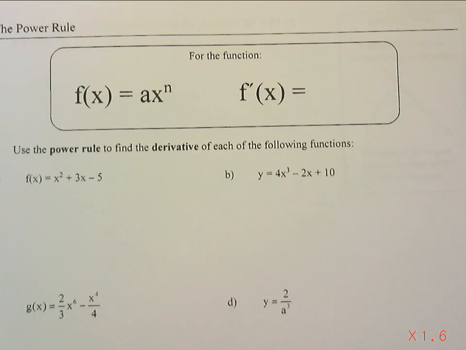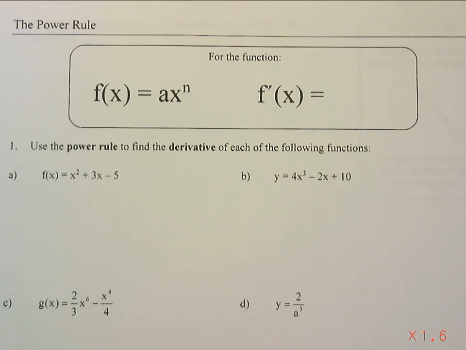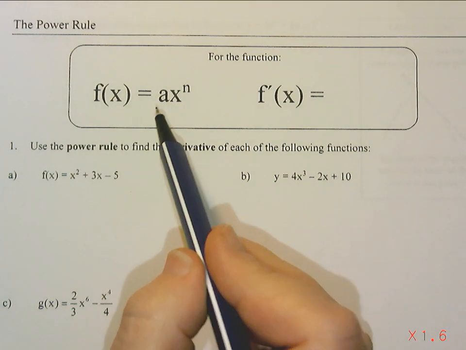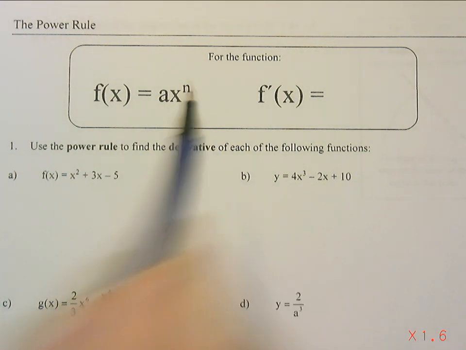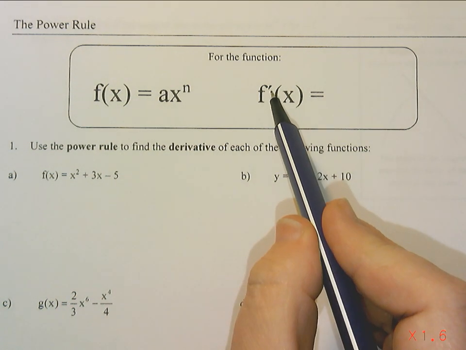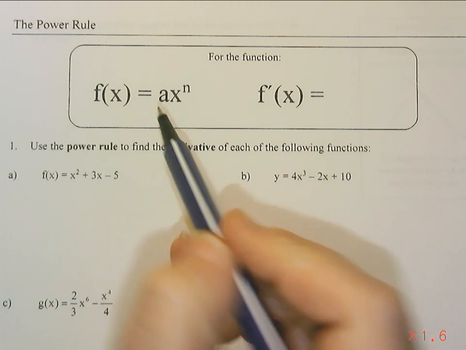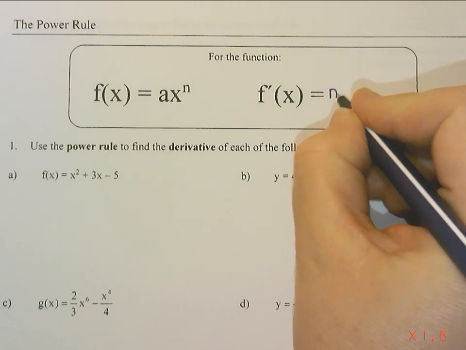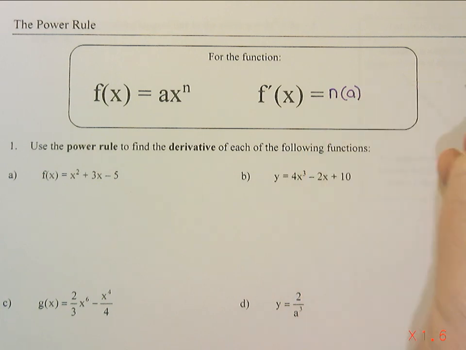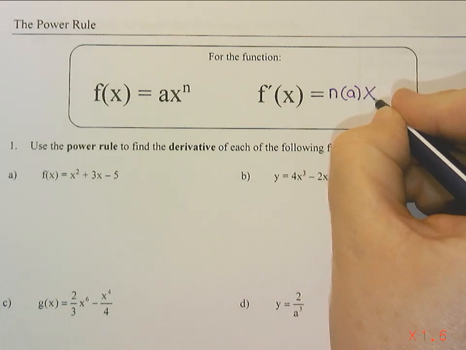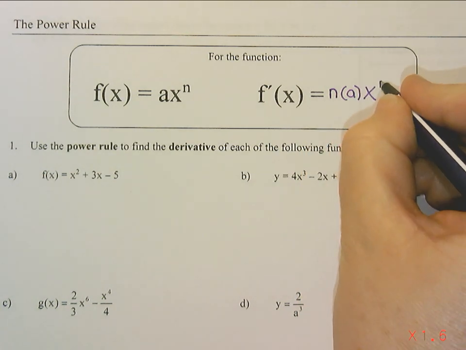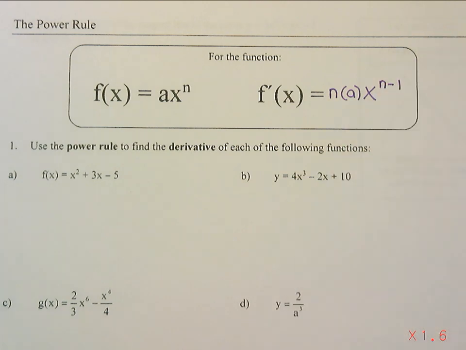Okay, so as our rule here, it says if we have f of x, which is a times x to the power of n, the derivative of f of x, we would do n times a, and then we're going to take 1 off of the exponent, so times x to the power of n minus 1. That's what power rule is.